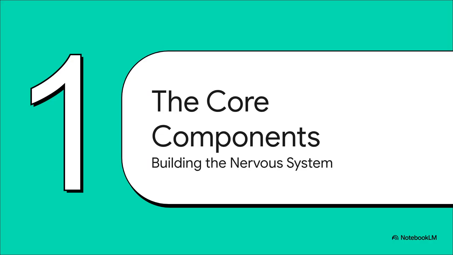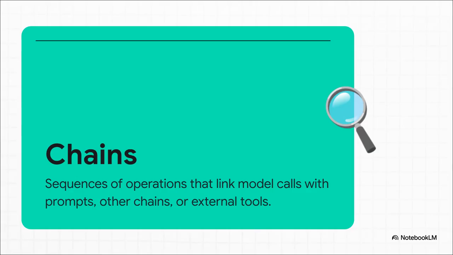Okay, so how does it actually do that? How do you build this nervous system? Well, it all comes down to a handful of core components that fit together perfectly. Let's take a look at the essential building blocks. First up, and the clue is right there in the name, are chains. This is the absolute heart of the whole thing.